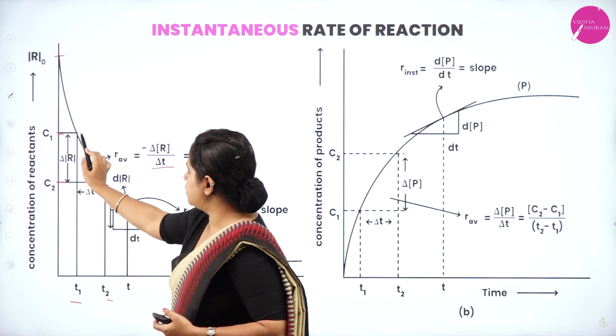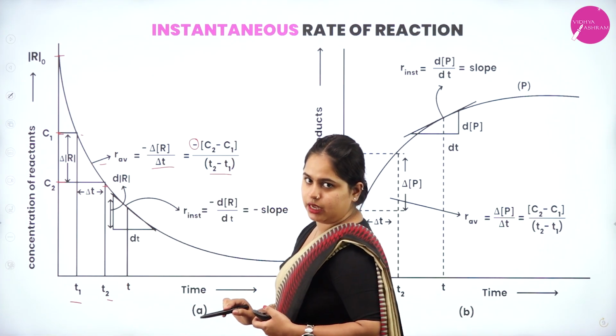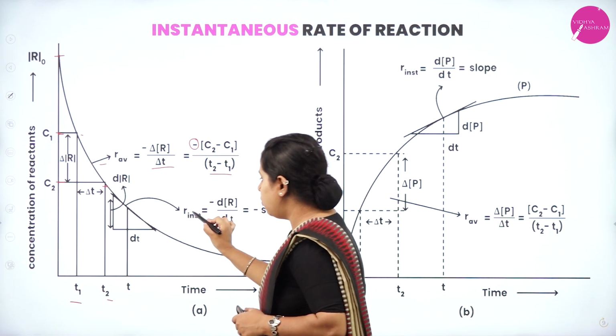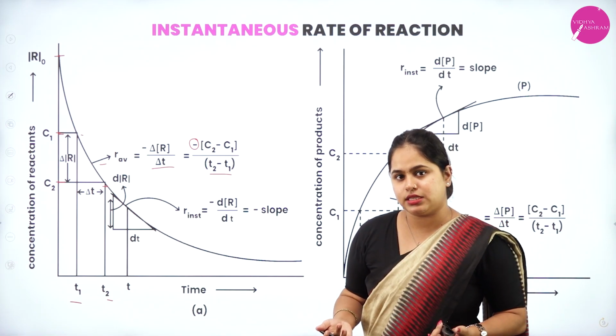C2, and at T1, what is the concentration? C1. So it is minus of, so do not forget to put this minus sign because it is reactants. C2 minus C1 divided by T2 minus T1. Now, what is R instant? That is instantaneous rate. So, how do you calculate instantaneous rate?